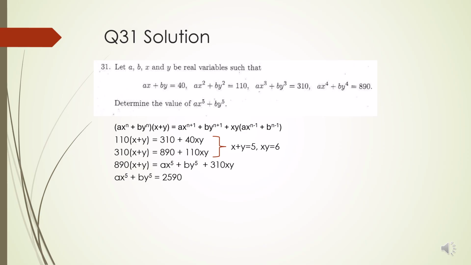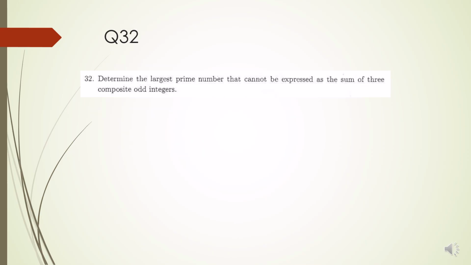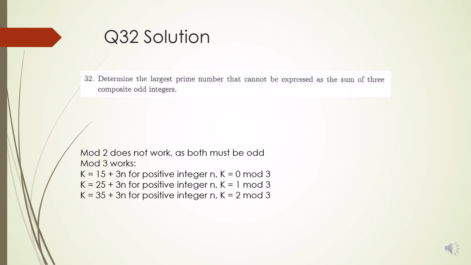to solve for the following value. So lastly, to solve for ax to the 5 plus by to the 5, we just do another equation. This time 898 times x plus y equals ax to the 5 plus by to the 5 plus 310xy. And then we can sub in the values and get the following answer. Okay, so this is a tricky question. Feel free to take your time to solve it.